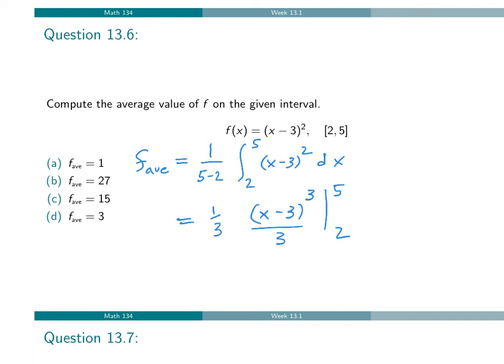Okay, and I always like to pull all of my constants outside so I don't have to look at them. So there's a 1/9 that gets pulled out, and then I just have to think about plugging in 5. So if I plug in 5, I would get 2 cubed, which is 8, and if I plug in 2, I would get minus 1 cubed, which is minus 1, so I have minus a minus 1. Altogether, I get 9 on the top and 9 on the bottom, so my f_av is 1.